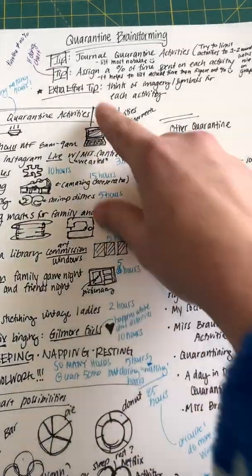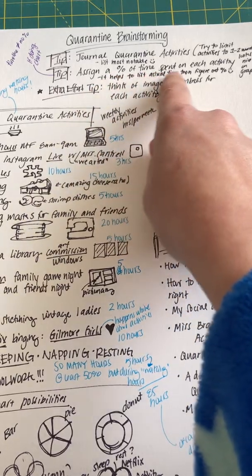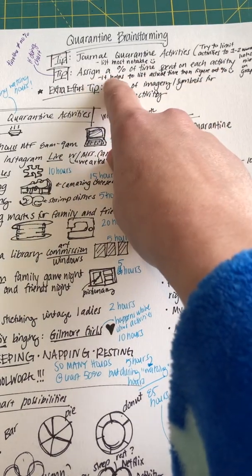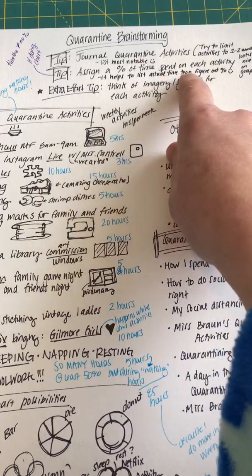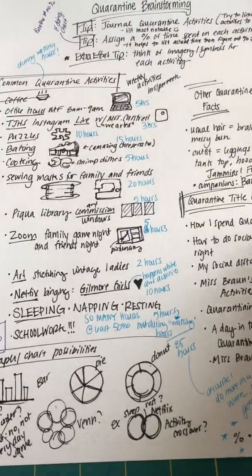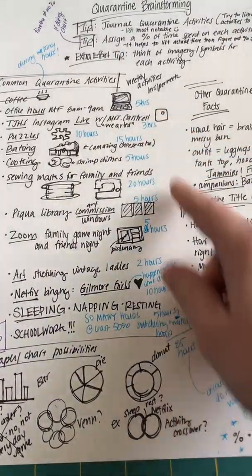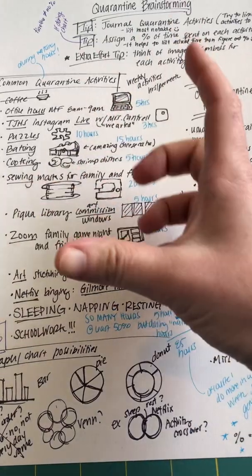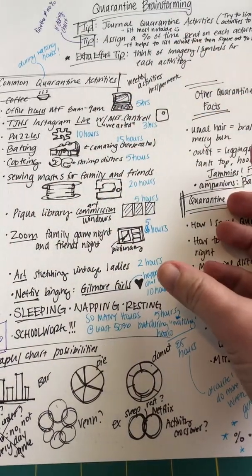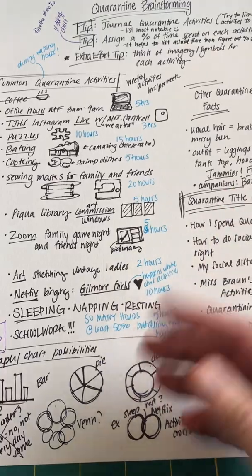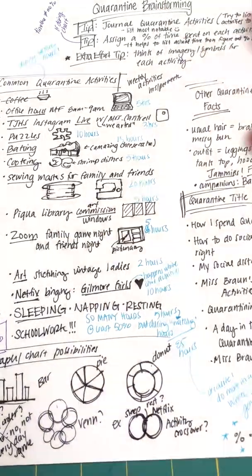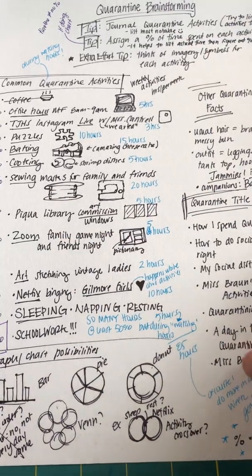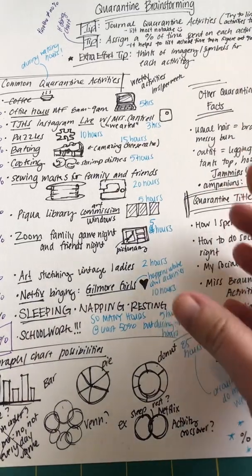The next tip I have for you is to assign a percentage of time spent on each activity, but it also helps to list the actual time to figure out the percentage. So what I did here in the blue pen is I wrote out how long each week. I'm doing mine by week. Mrs. Cantrell did hers by day, I think. You can also do yours by month or just overall the whole time that we spent in quarantine, 5 weeks now, how long you spend on each thing.